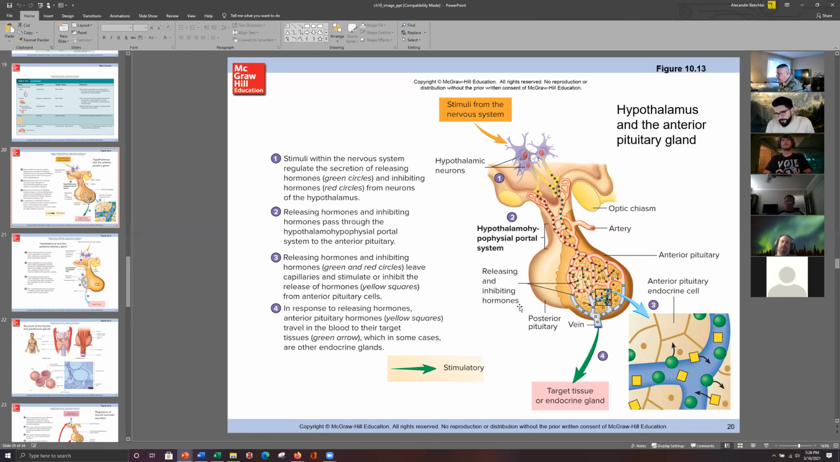So in order for things like growth hormone or adrenocorticotropic hormone, luteinizing hormone, follicle stimulating hormone, all of those have to get the go-ahead from the hypothalamus. Once they do, then they're able to produce it. But we produce either releasing or inhibiting hormones from the hypothalamus. Okay.